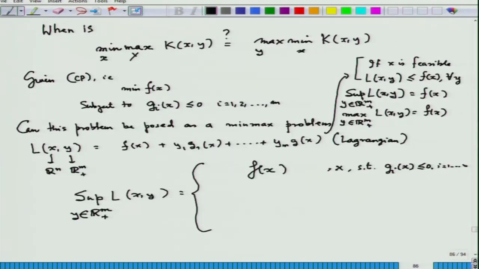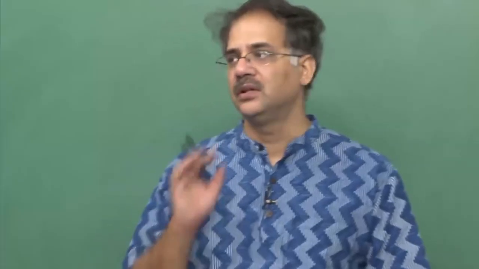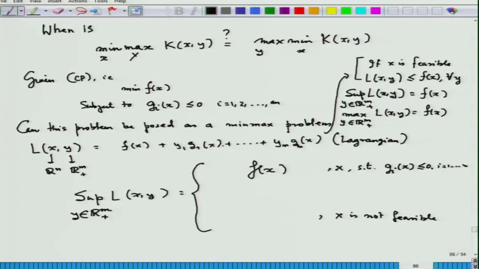And now, suppose x is not feasible. There can be only two cases: x is feasible, or x is not feasible. If x is not feasible, then there must be some i among the m constraints such that g_i(x) is strictly greater than 0. Assume that g1(x) is strictly bigger than 0 for this particular x. What I will do is put the y's equal to 0 for all the rest and keep on increasing the value of y1. I can keep on increasing, and it will blow up, which means what I have is the following.